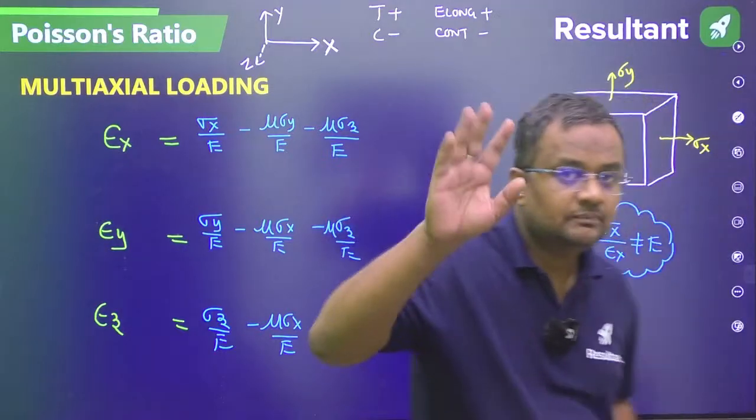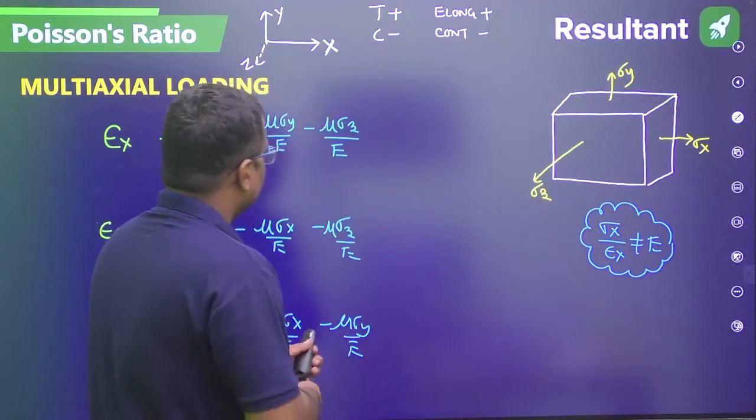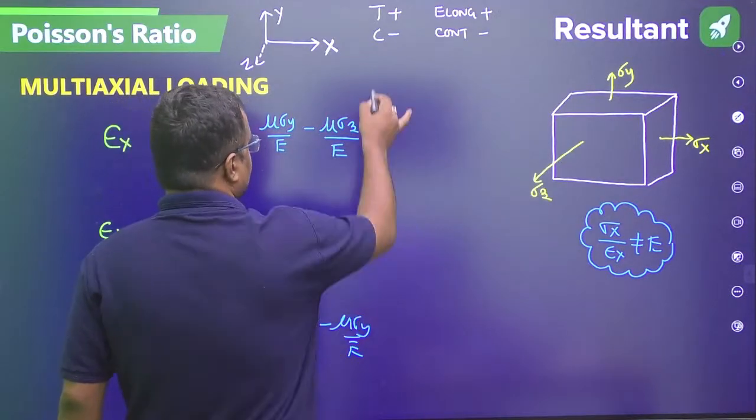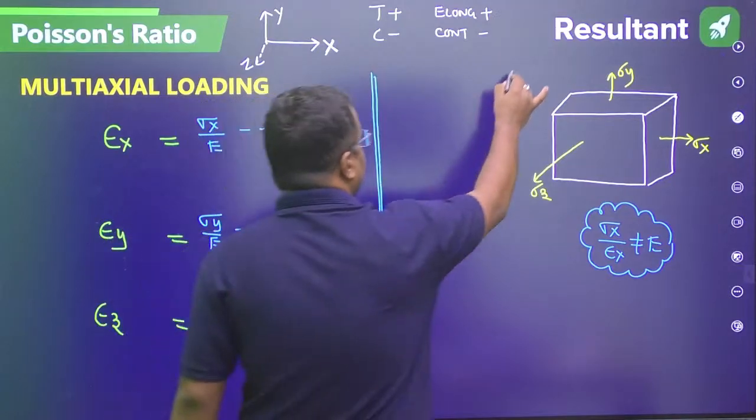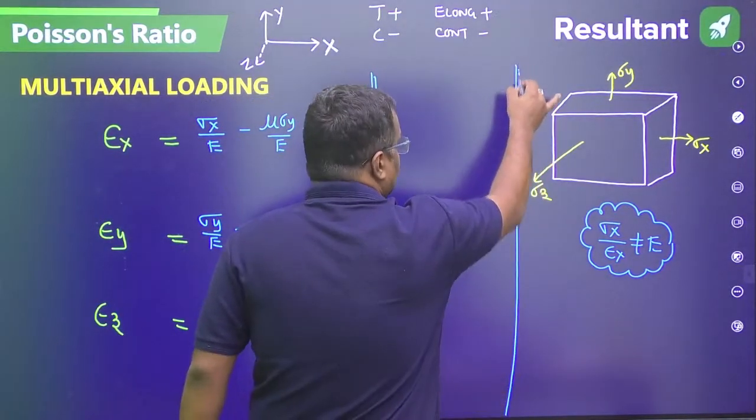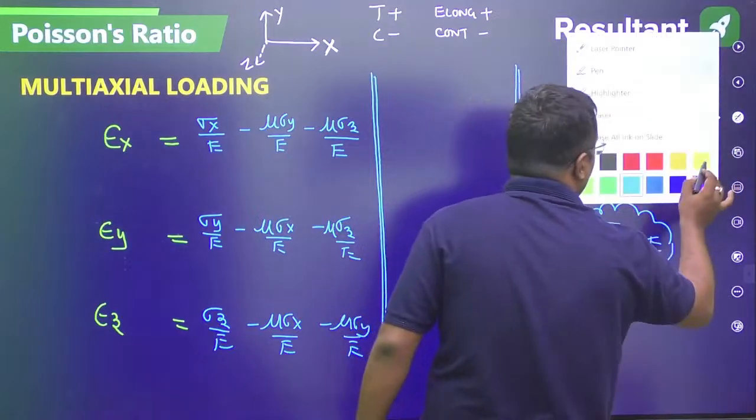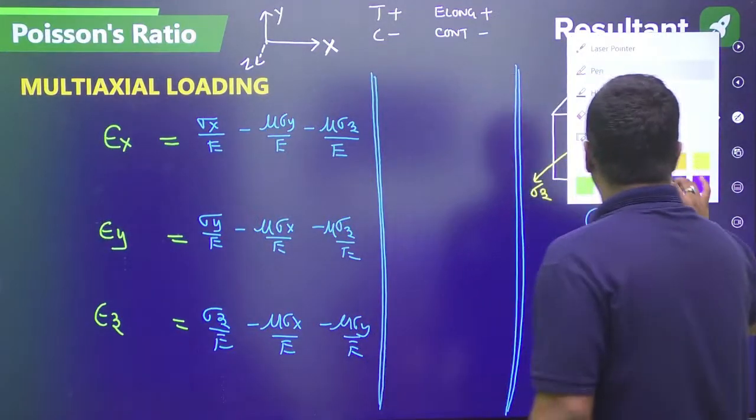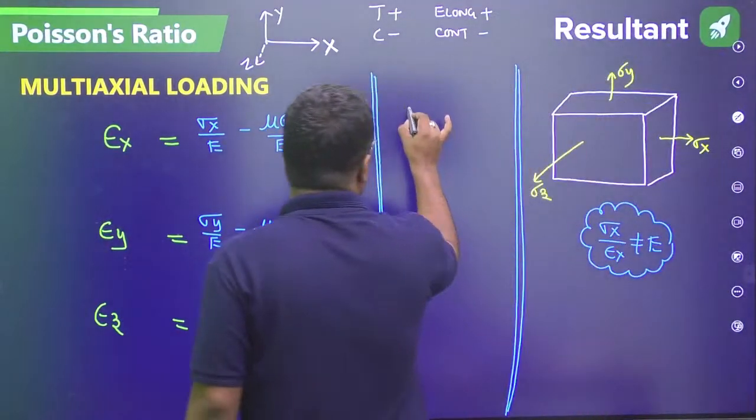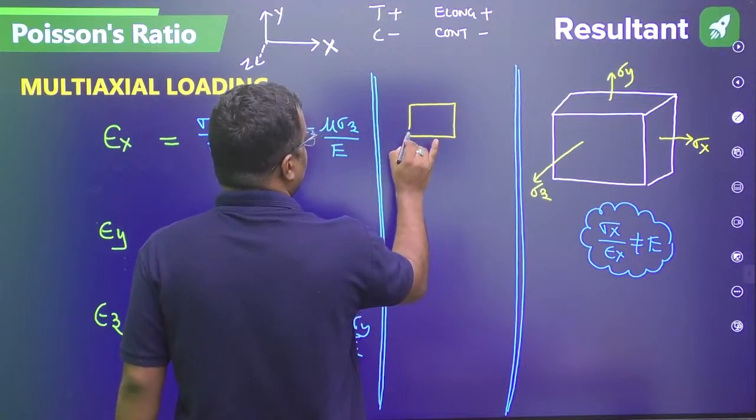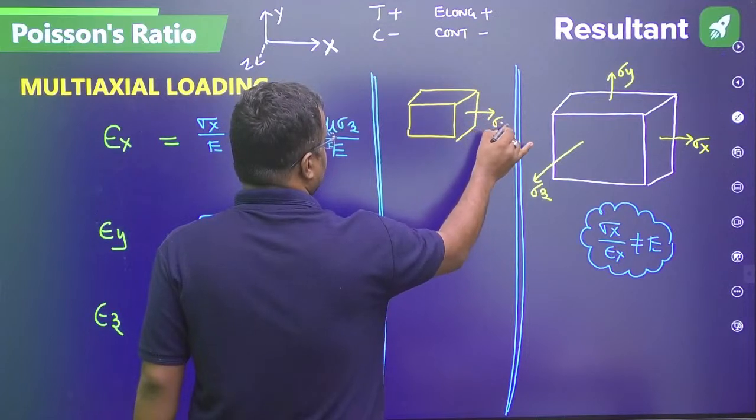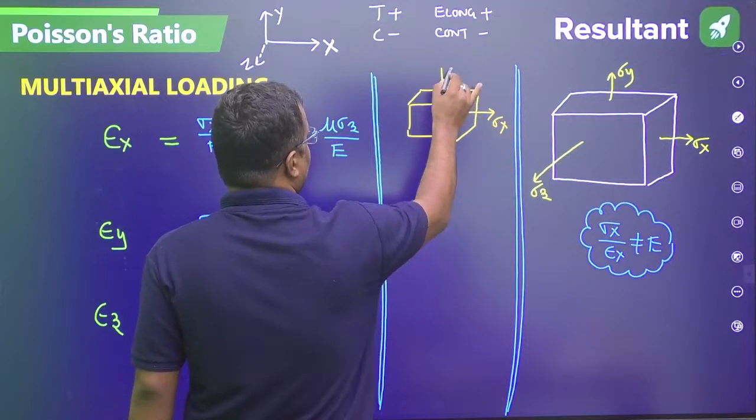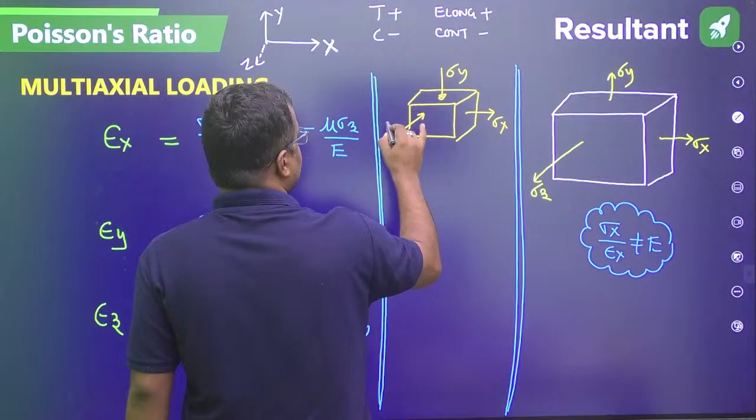Everyone, please see here. For this figure, it is like this. Now let me make a different figure. Let me use orange color. Suppose this is a body. This is sigma x, this is sigma y, and this is sigma z like this.